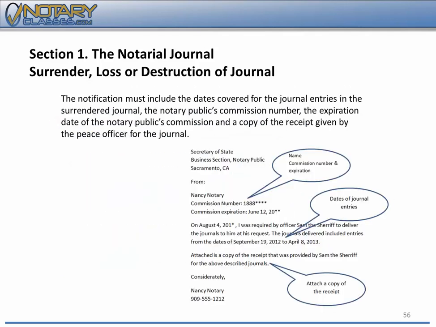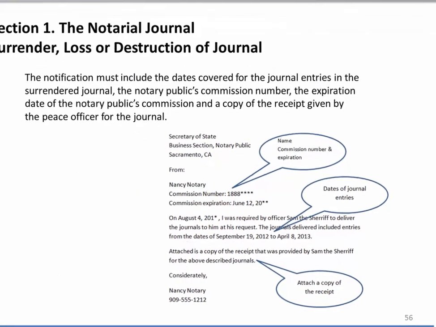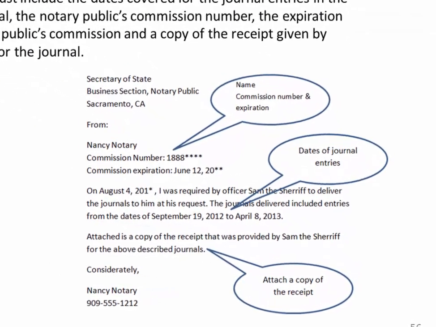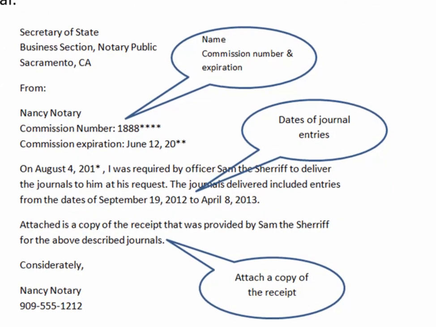Now, when you do notify the Secretary of State that you had to surrender your journal to a peace officer, well, you're going to include in that notification the receipt that you receive for the journal, and then you'll also need to include the following information in that notification. You'll need to include the dates that are covered for the journal entries that were surrendered.